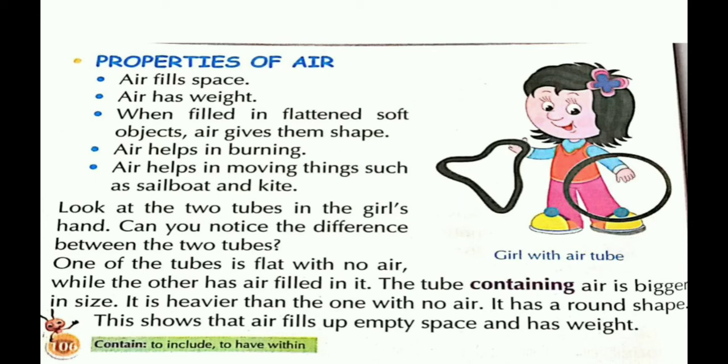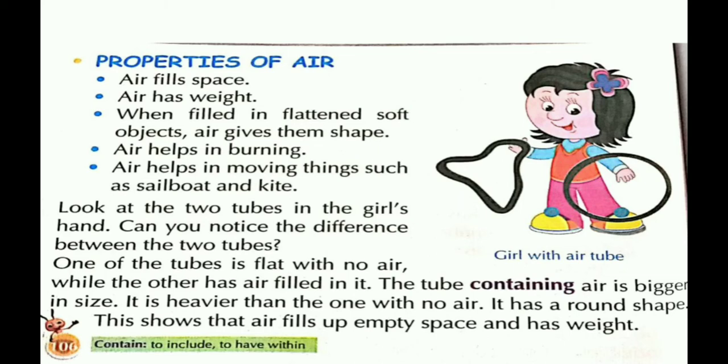Now the fifth property is air helps in moving things such as sailboat and kite. So it also helps to move things such as a boat. As we can see in the first picture, there was a sailboat, yes or no? Air helps to move the sailboat, and while flying a kite we also need air. Without air we cannot fly a kite, and the kite will not fly.